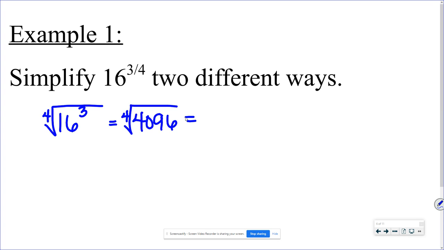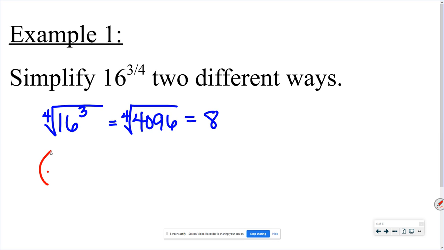Then we can take the 4th root of 4,096, which is 8. Okay, so that's one way to simplify. We're going to try it a different way.